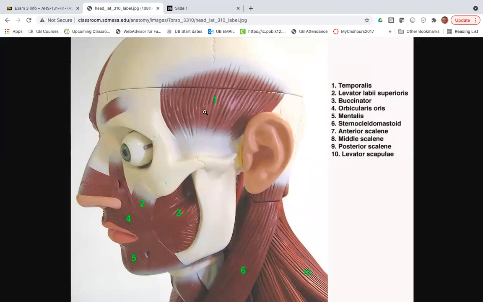Look at it from the other view. Now this one is not the auricularis, right? Auricularis was above the ear. It's got a few divisions. This one's going to the mandible, so that's your temporalis.